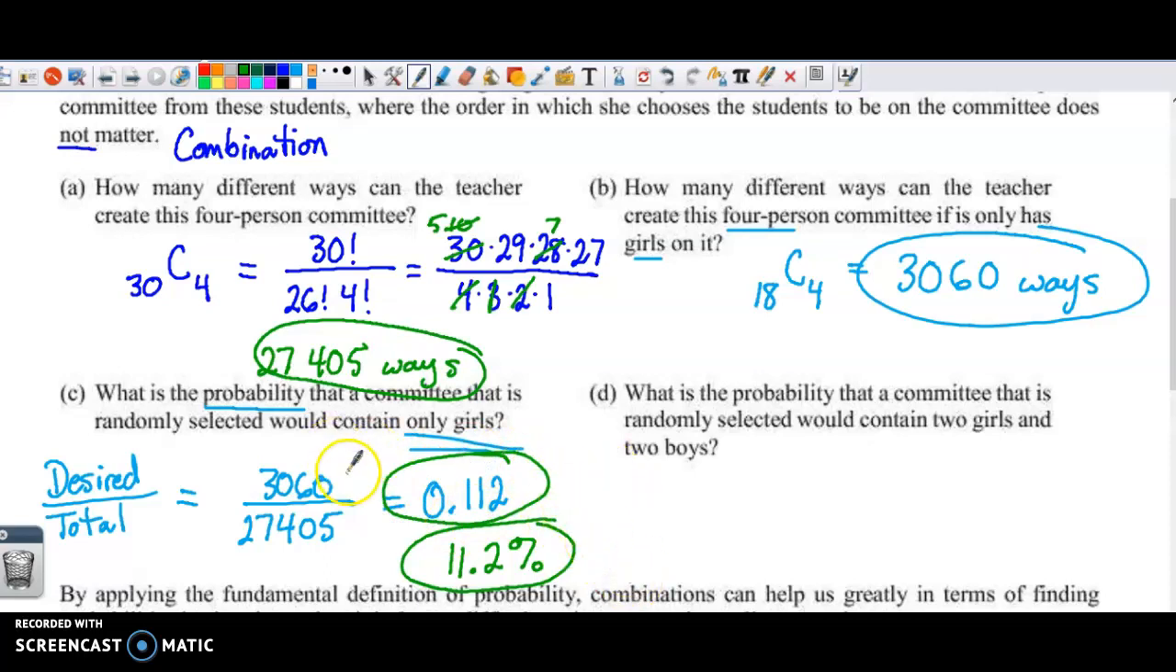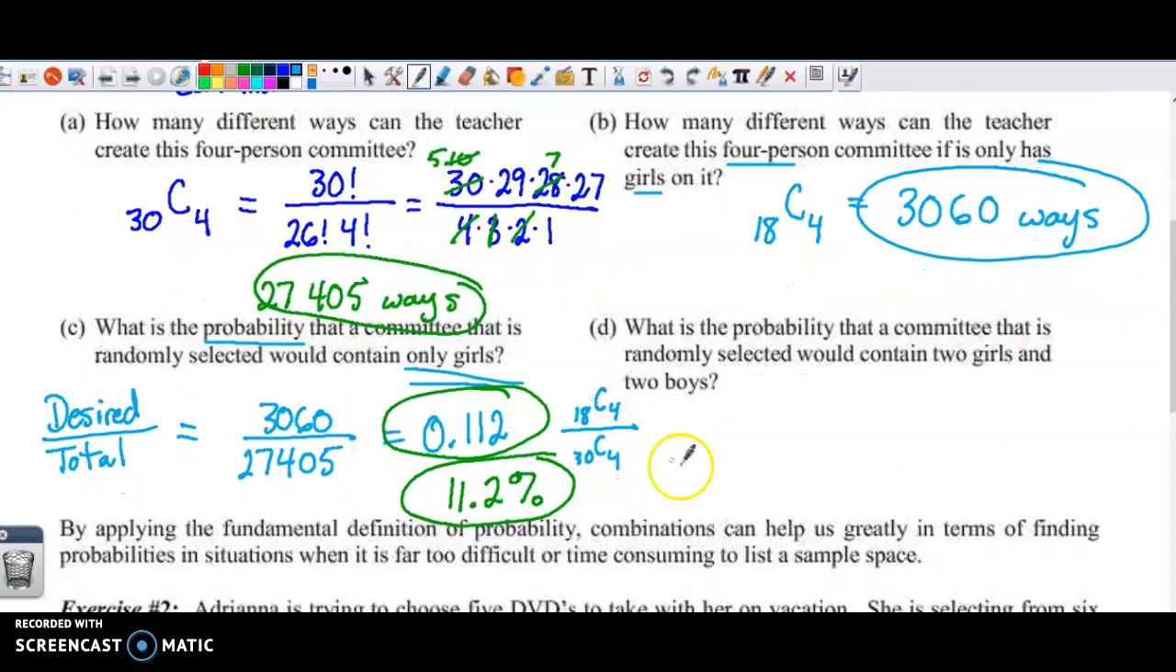And just so you know, some of the multiple choice leaves your answers like this, or you might see a multiple choice with a reduced fraction, I should say that, or you might see a multiple choice question that leaves it like this: 18C4 over 30C4. So you have to understand the math as well as what the final answer would be. So hopefully that makes sense.